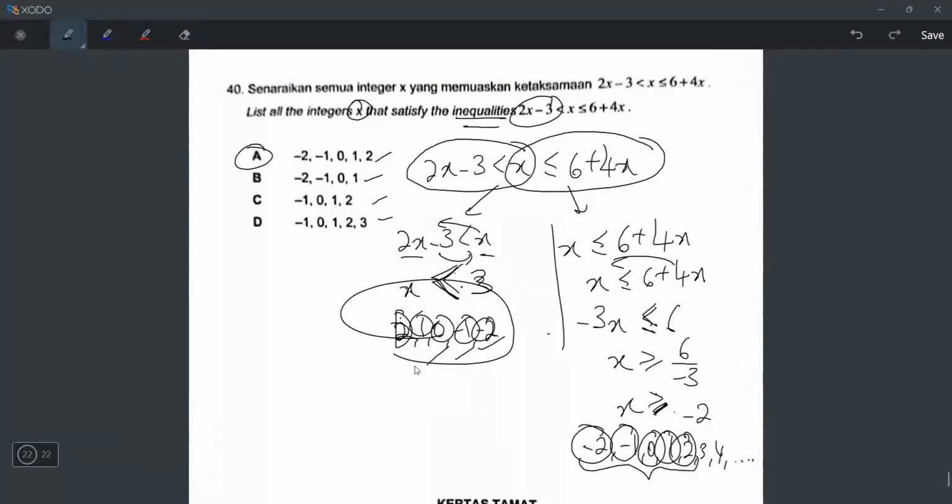Negative 2, negative 1, 0, 1, 2, like this. Okay. It means the number has to be smaller than 3 and bigger than or equal to negative 2 at the same time. So bigger than or equal to negative 2 is negative 2, negative 1, 0, 1, 2. You stop here. 3 you don't take because there's no line.